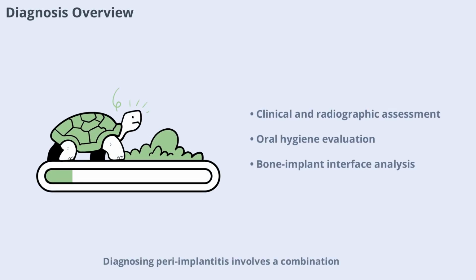Diagnosing peri-implantitis involves a combination of clinical and radiographic assessments. The same clinical parameters used for periodontal conditions are applied to implants, including evaluation of oral hygiene, marginal tissues, and the bone-implant interface. Accurate diagnosis is essential for effective management and prevention of further complications.